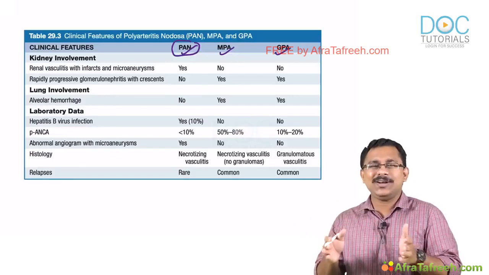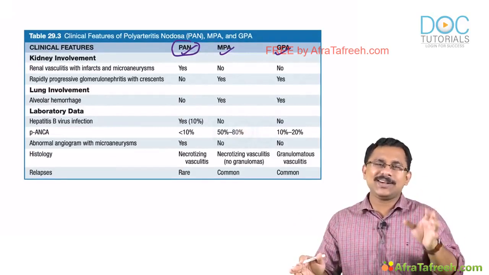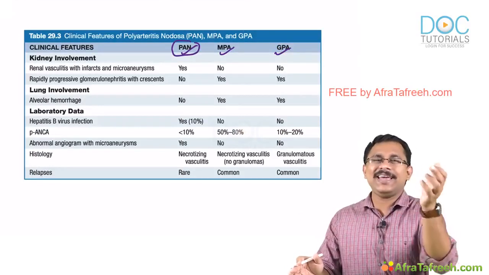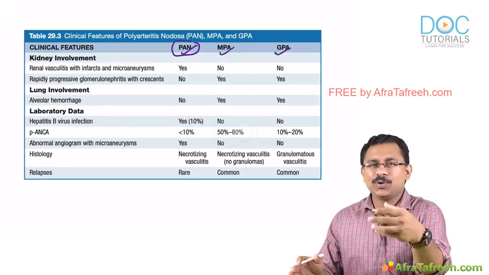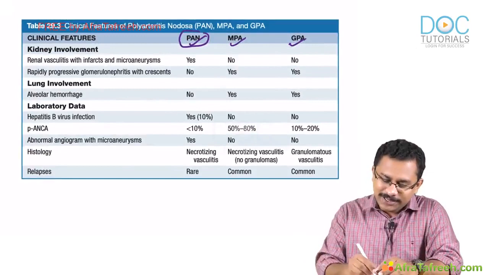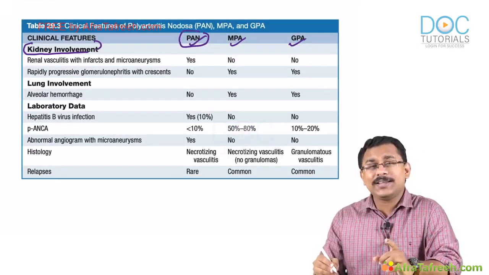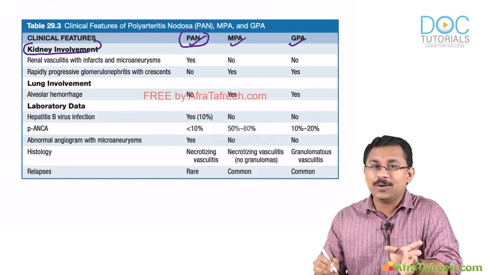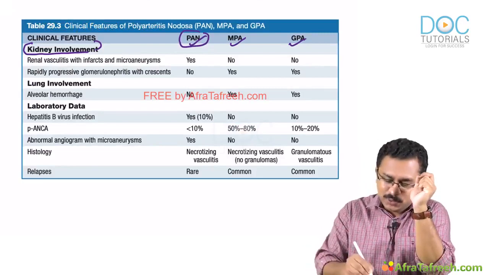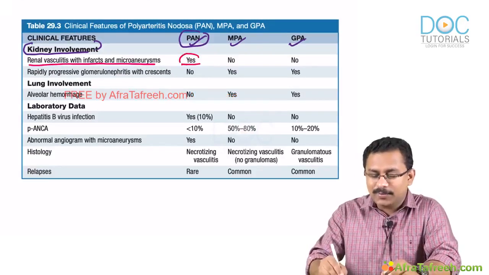Churg-Strauss I am not discussing here because you are unlikely to confuse Churg-Strauss. In Churg-Strauss, the dominant picture is the asthmatic episodes, and it is very unlikely that any other vasculitis would present with such asthmatic episodes. Okay, so let's see the differences. The kidney involvement: you already know that the renal vasculitis with microaneurysm formation is seen in what? Your PAN, because PAN is the medium vessel vasculitis. So renal vasculitis, renal infarcts, microaneurysms, all are related with PAN.